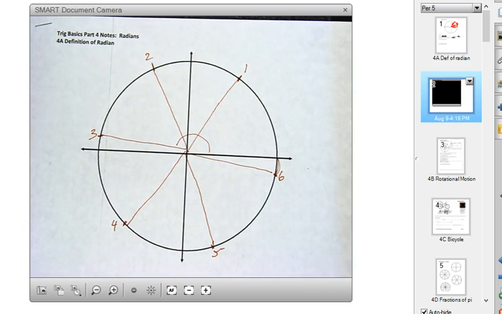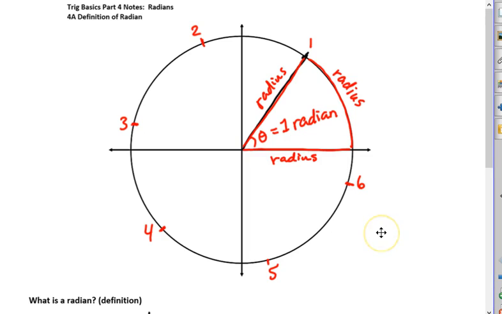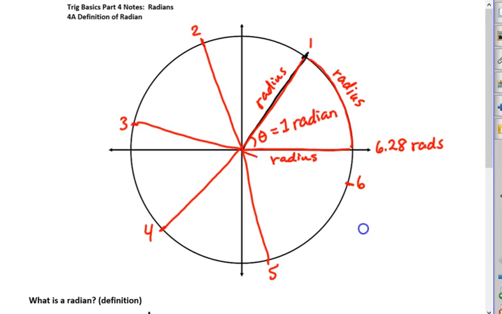Well, it turns out, drum roll, that there are exactly 6.28 radians in a circle. Because I can mark 1, 2, 3, 4, 5, 6, and a little bit more radius lengths, and each one of those corresponds to an angle. Now, if there are 6.28 radius lengths in the entire circle, that means there are 3.14 radius lengths, or radians, in half of a circle.